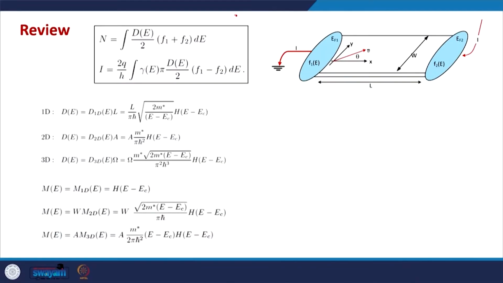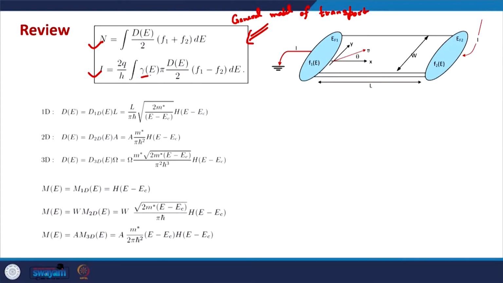From our discussion of the general model of transport, we saw that this is the carrier concentration and this is the expression for the current in a small conductor when the channel length is small. And here, as you might have already noticed, the carrier concentration and the current are in terms of the basic fundamental parameters of the material and the electrons.